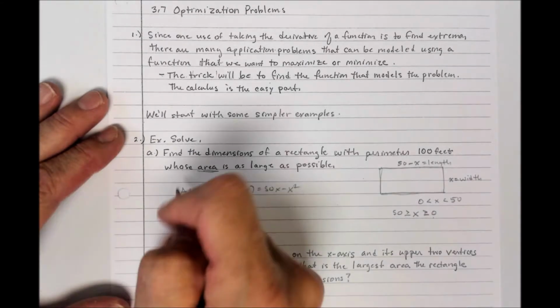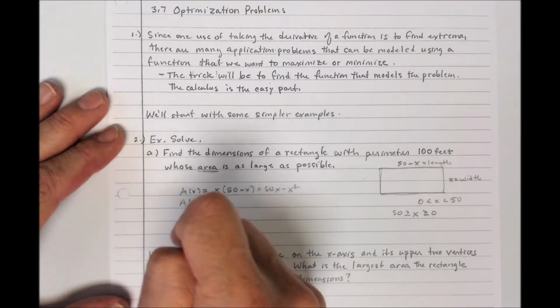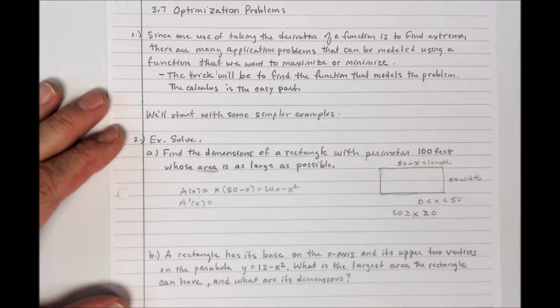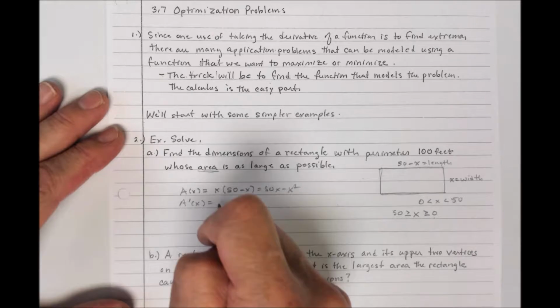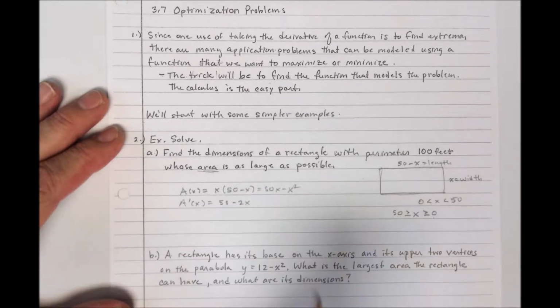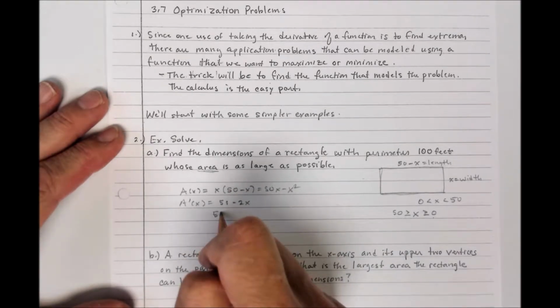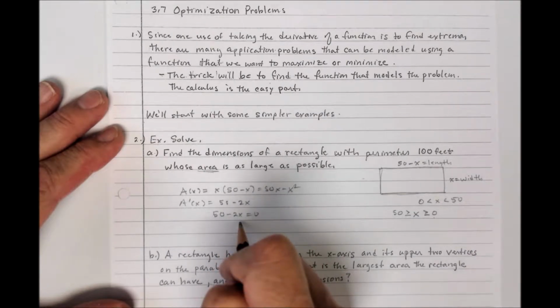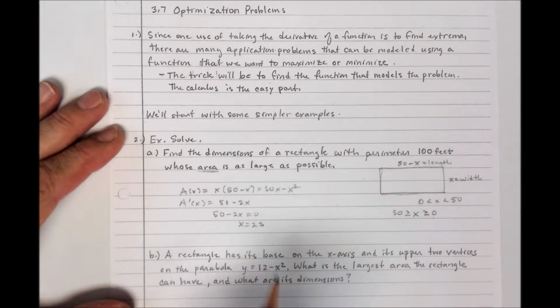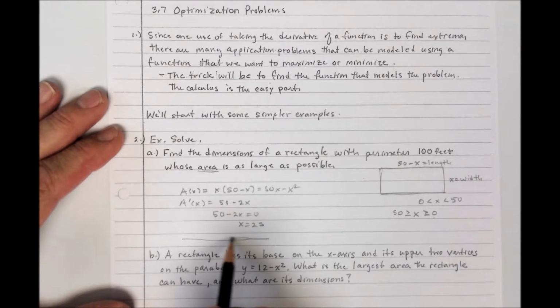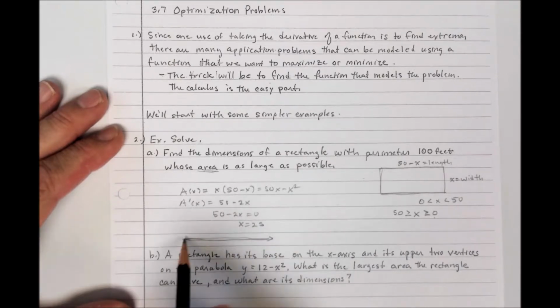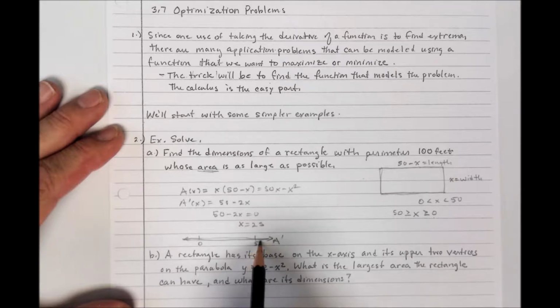So let's take a derivative, because that's how we find our maxes and mins. The derivative of 50x minus x squared is 50 minus 2x. I'm going to set 50 minus 2x equal to 0. I get x is 25. So here is where I use the first derivative test for A prime. Here's 0, here's 50, that's my domain. And 25 would be dead right in the middle there, so that's 25.